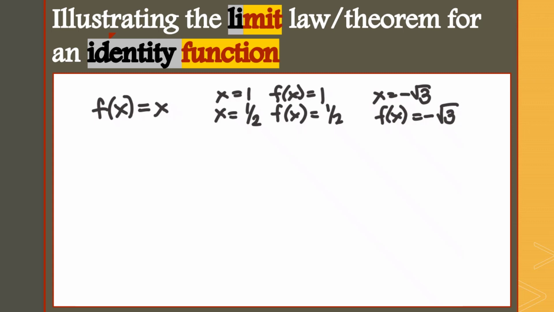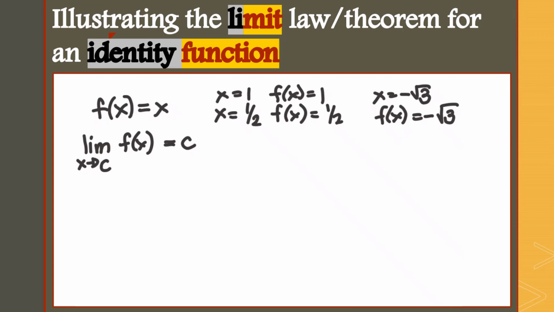Now, the limit of the identity function f of x, as x approaches a certain constant c, is just equal to the value of c. The c that we're talking about here is this one here. That is the limit theorem for an identity function, because whatever value you approach, that should be equivalent to the value here in your function.